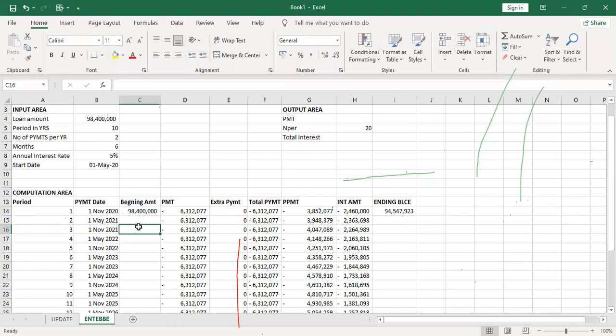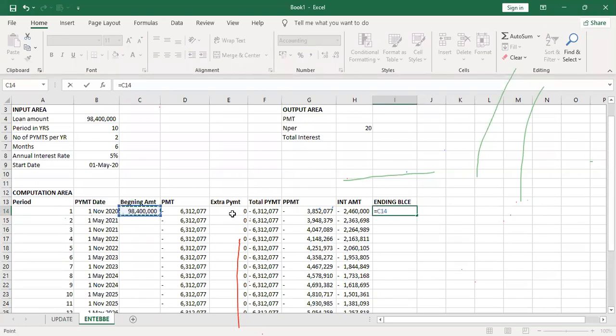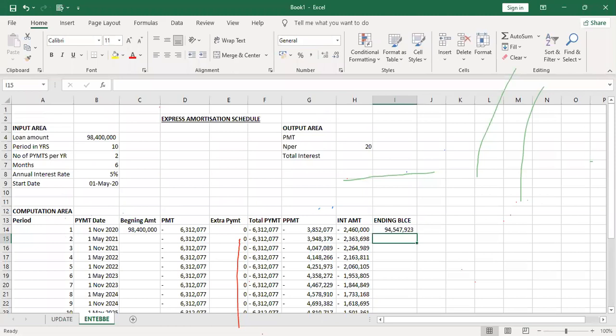Good. We have said ending balance in period one equals beginning amount in period one plus the PPMT in period one, and then you press enter. Now, Wejuli, still on? When I mention your name, you unmute and give me the answer. How do you get the beginning amount in period two? You get the ending amount in period one. Your beginning amount in period two equals the ending balance in period one.